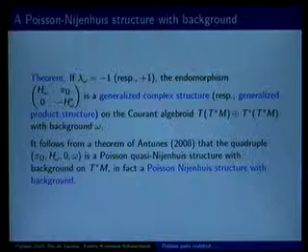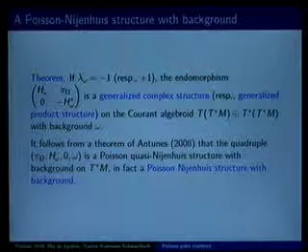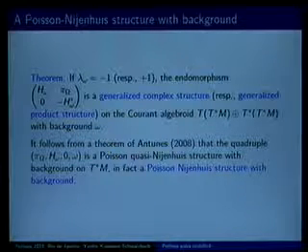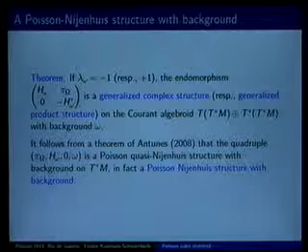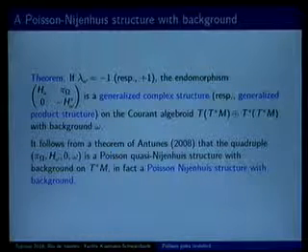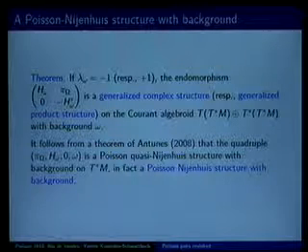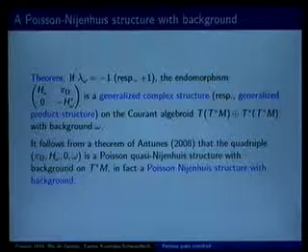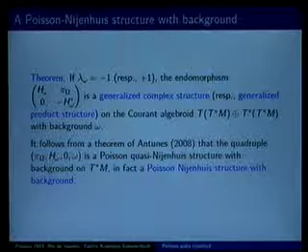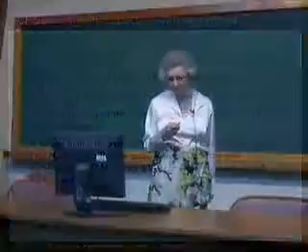Now there are also some very interesting structures which I did not describe, which are generalizations of Poisson-Nijenhuis. So there was first Poisson quasi-Nijenhuis, discovered by Mathieu Sienot and Ping Su, and then Antunes generalized this further to the case of Poisson quasi-Nijenhuis with background. So you have more elements defining the structure.